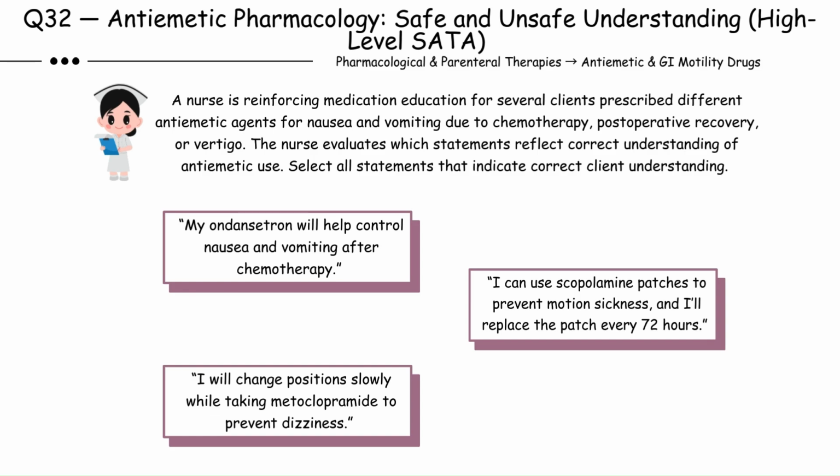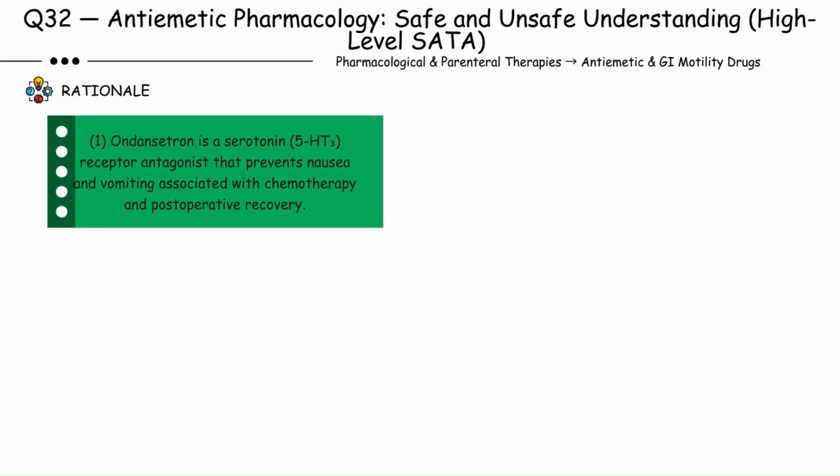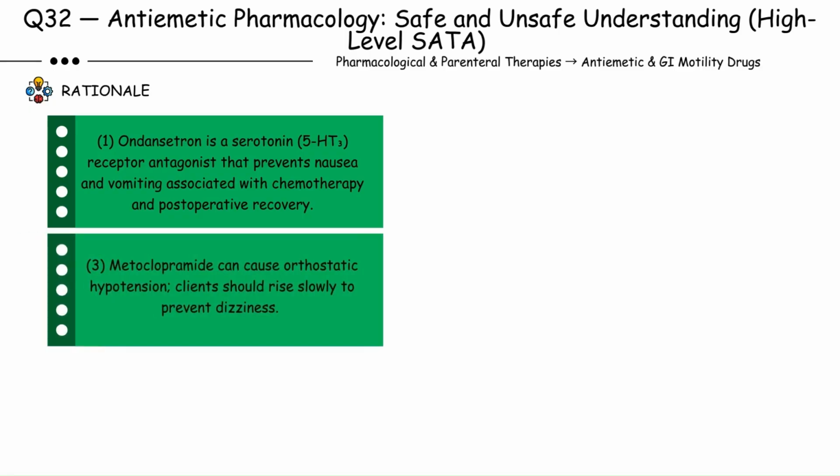Let's walk through why these are correct. Option 1, correct. Ondansetron is a serotonin receptor blocker widely used for chemotherapy-related and postoperative nausea. This is an accurate understanding of its purpose. Option 3, correct. Metoclopramide can cause orthostatic hypotension, so rising slowly is a smart and safe practice. This statement shows proper safety awareness.